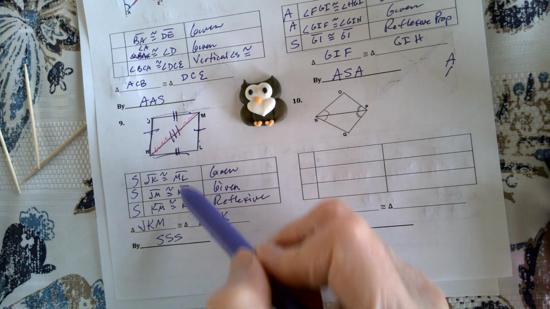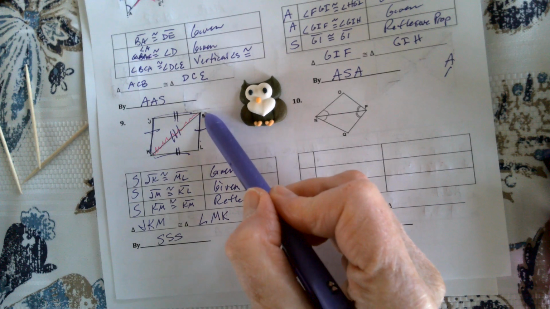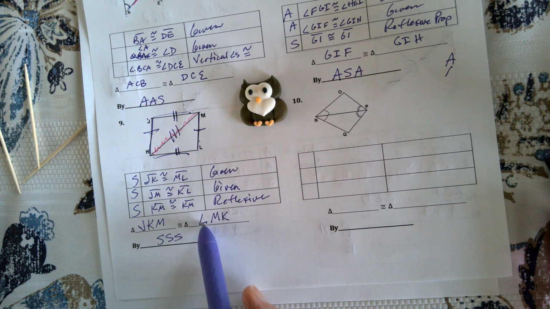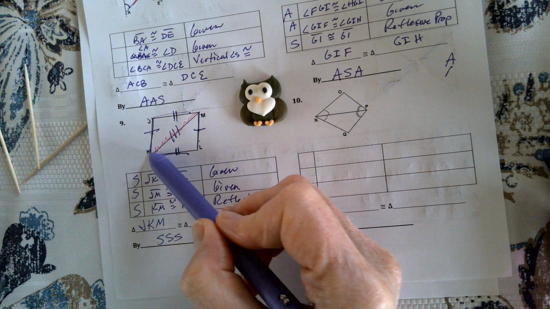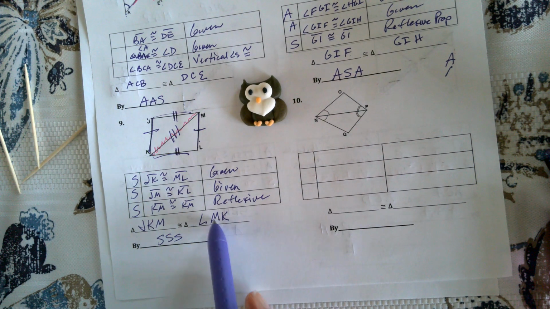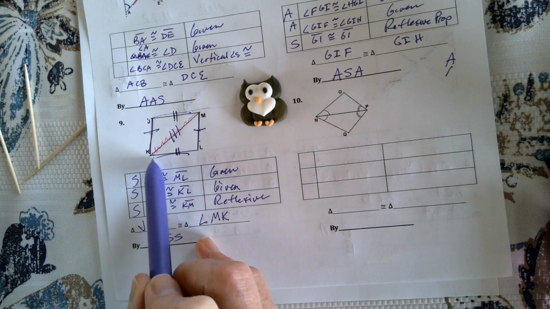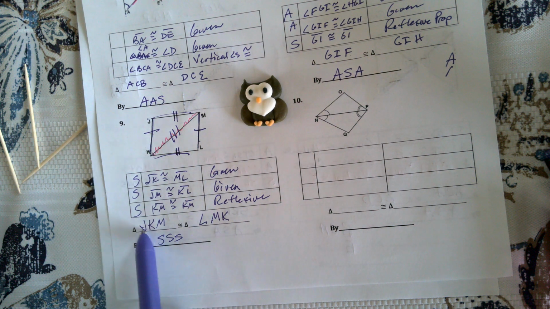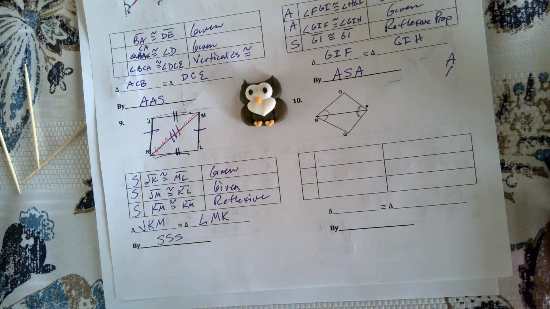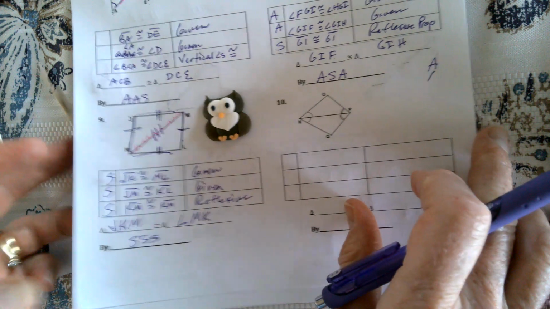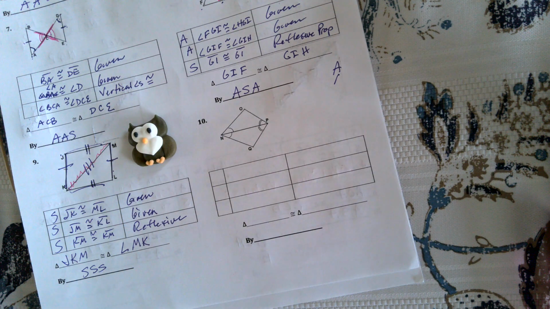So J, K has to match up with M, L. K, M, K, M, J, M, and K, L. J to M, K to L. We did okay. Last one, we're halfway there then.